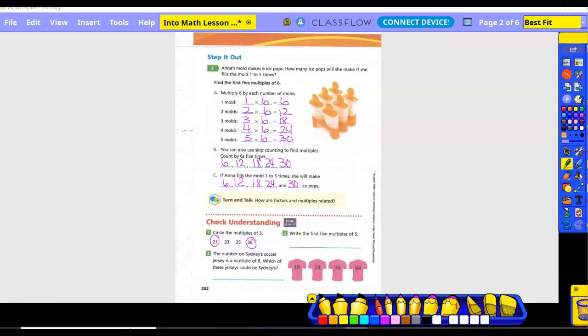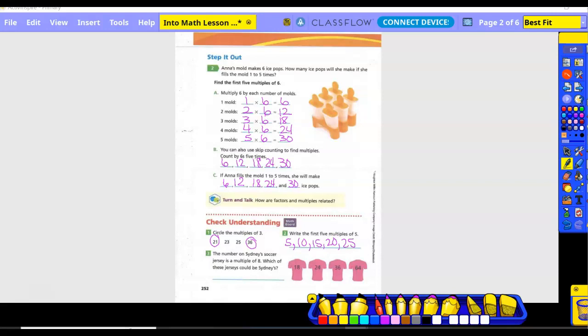Number 2, write the first 5 multiples of 5. So what do we start with? 5. Then what? 10, 15, 20, 25.